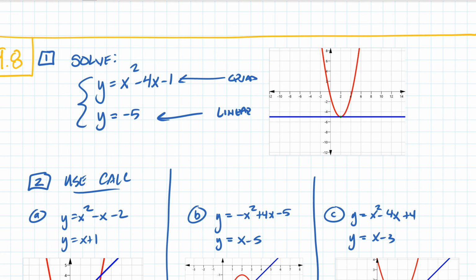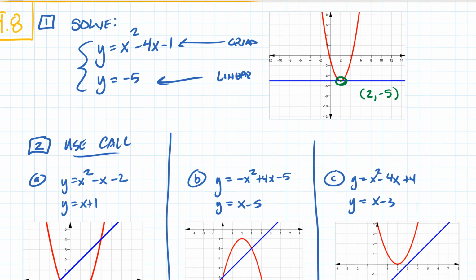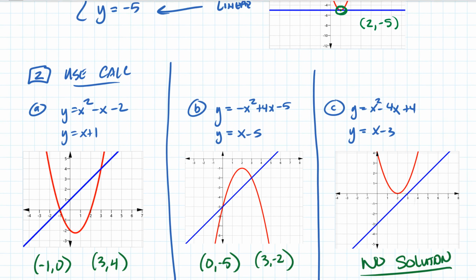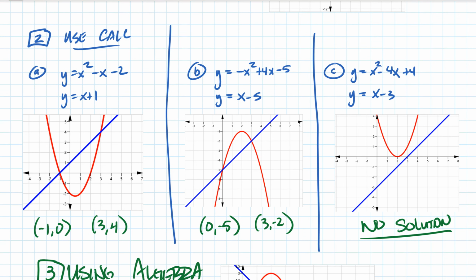Well, the only solution is the point of intersection where they would be, which would be the point 2, looks like -5. So I'd have to check and make sure that when I plugged 2, -5 in for x and y in both of my equations, I would get a true statement, okay? So we can use the calculator here to show us how this would work.